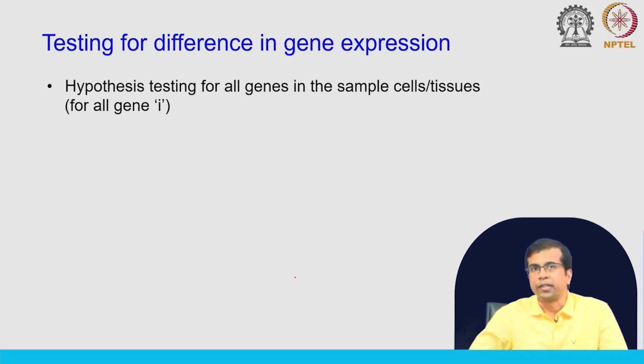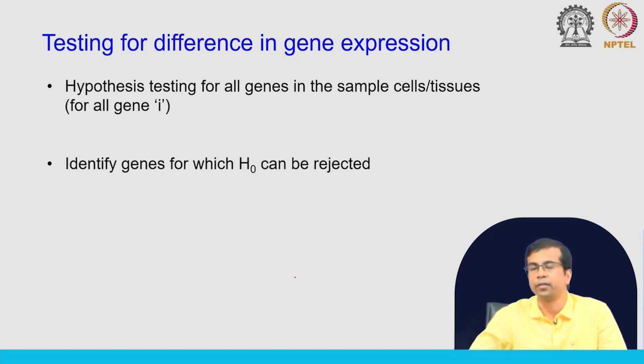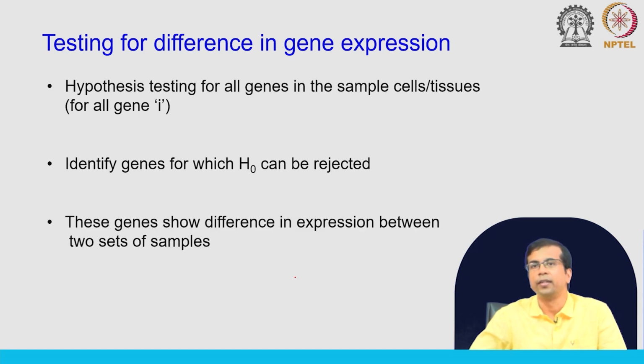So, we do this hypothesis testing for all genes in the sample cells, tissues. Again, i can vary from 1 to 5,000, 1 to 10,000. We do this hypothesis testing for all genes, and then we identify genes for which we can reject the null hypothesis, because these are the genes that are differentially expressed between these two sets of samples. This can be, let us say, 500 genes or 100 genes, and this list will give us the genes that are differentially expressed between, let us say, disease versus healthy condition.